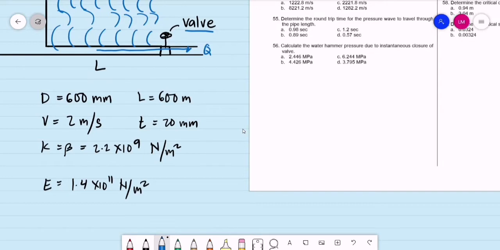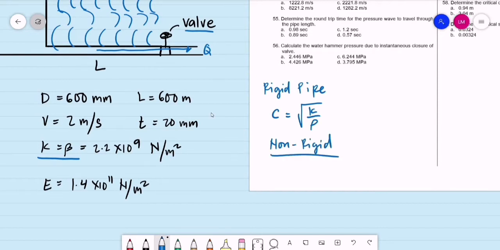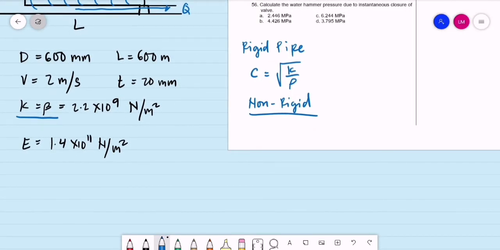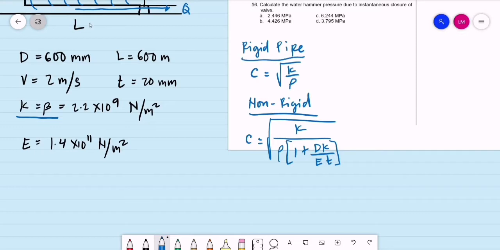We have two cases. The first is when it is a rigid pipe: the celerity, or the velocity of the pressure wave, is the square root of K divided by the density. Sometimes that K is called beta, the bulk modulus of water. For a non-rigid pipe, what is the equivalent of the celerity? It is the square root of the bulk modulus of water divided by the density of water, multiplied by 1 plus the diameter of the pipe times the bulk modulus, divided by the modulus of elasticity times the thickness of the pipe. These are our two cases: either rigid pipe or non-rigid pipe.